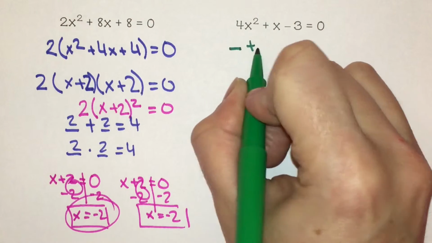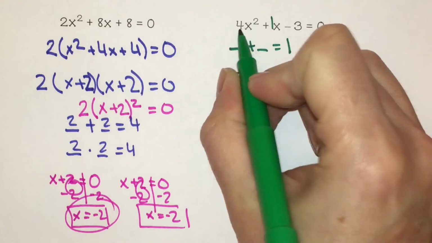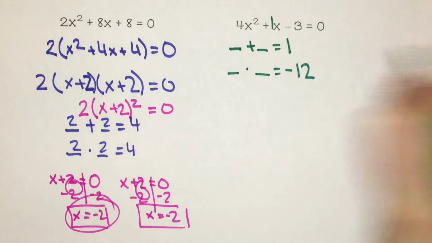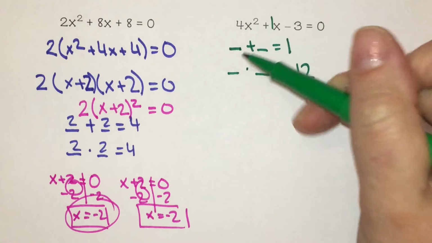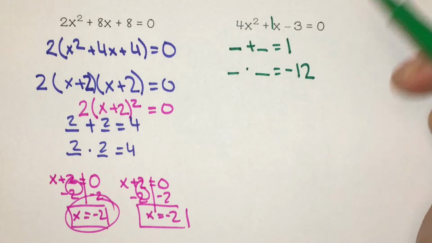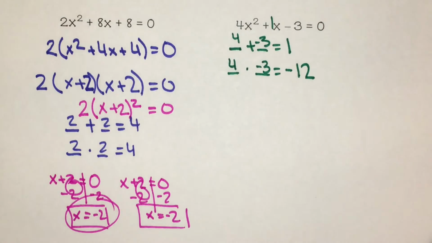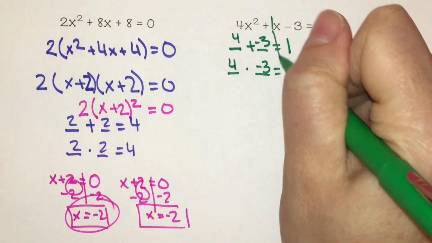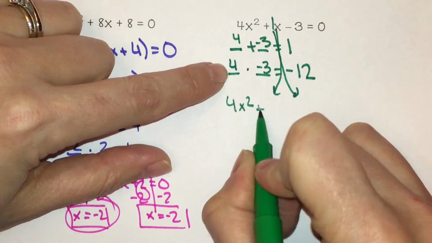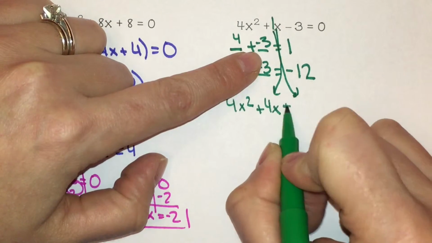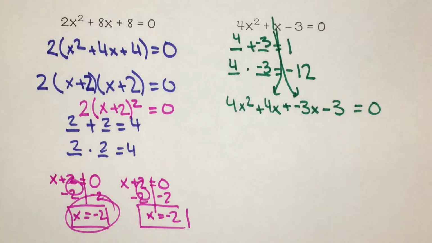To figure out what I add together to equal, remember this x, there's 1x, so to equal 1, multiply together to equal 4 times negative 3 is negative 12. So one's positive, one's negative to get a negative when multiplied, and added together is a positive, so the larger one's positive. So I'm going to say positive 4 and negative 3 works. All right, so that's what I use to break down that middle term. I bring down the 4x squared plus 4x plus negative 3x minus 3 is equal to 0.